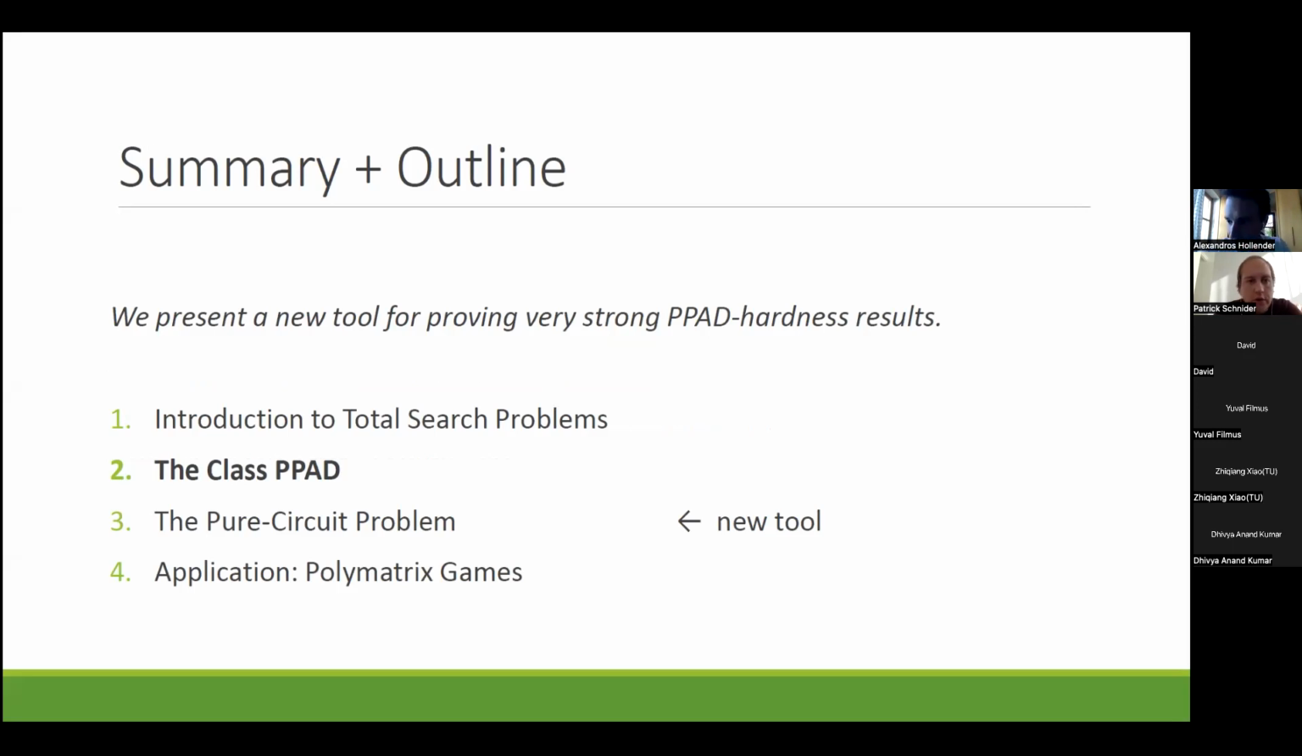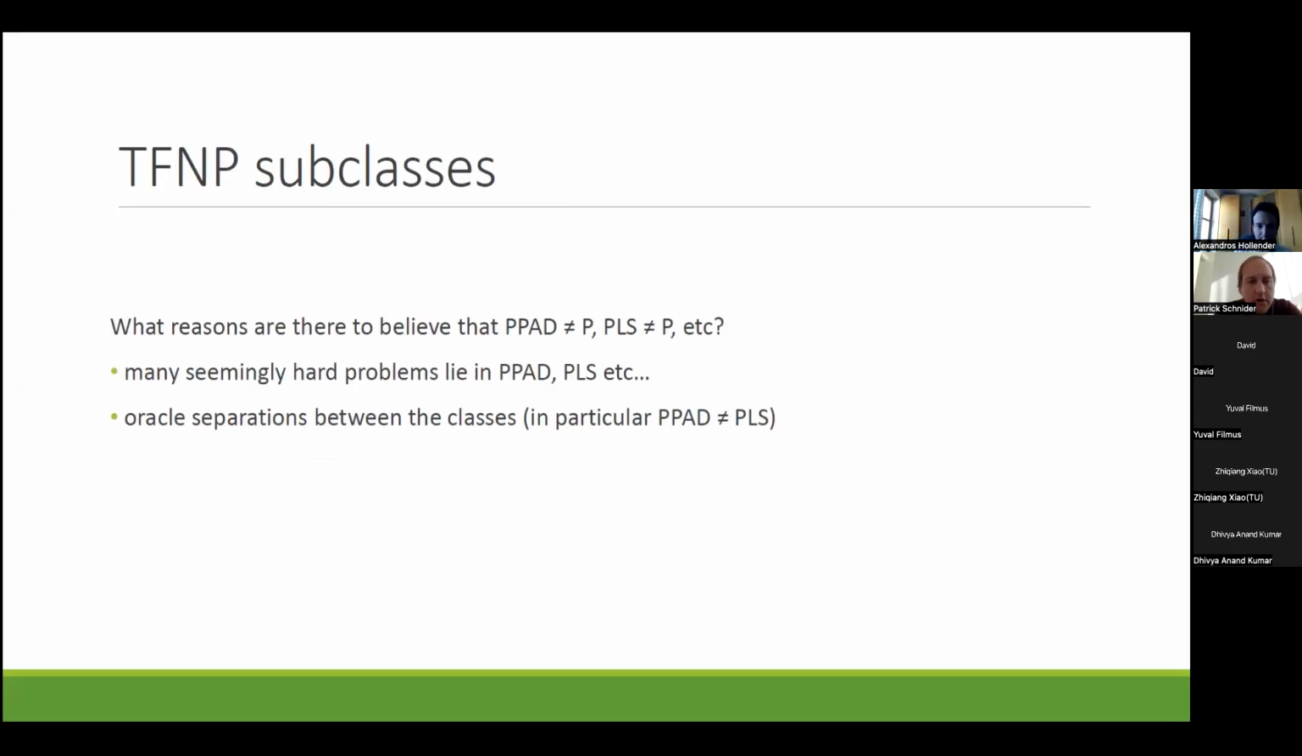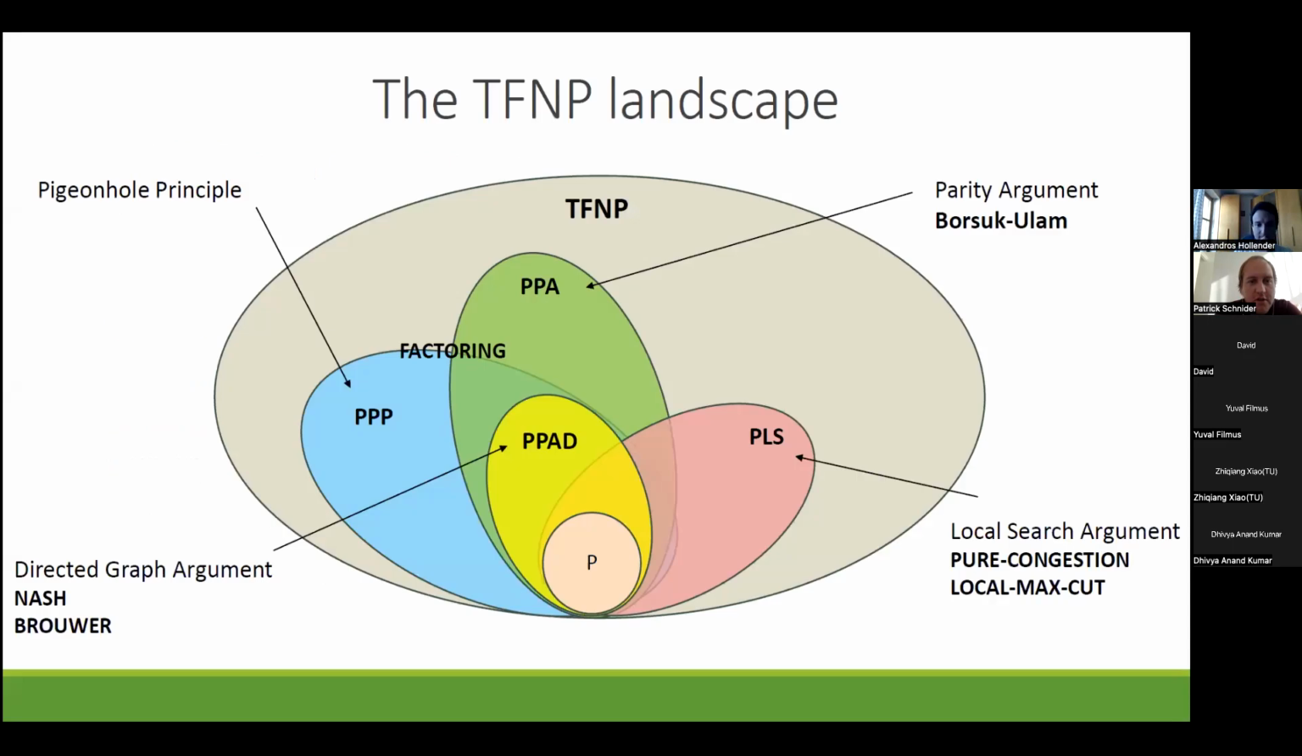Yeah, I have a short one. If you go back to this diagram of classes. So PPAD is in PPA, but it's also in PPP. Yes, it's drawn correctly. Okay, good. If you look at the intersection of PPA and PPP, could this be the same as PPAD, or is it known that there are problems?